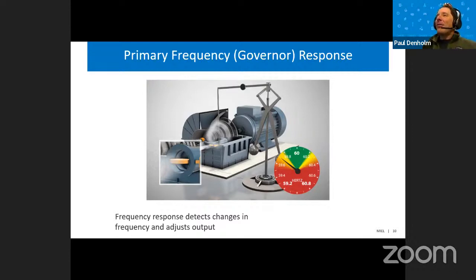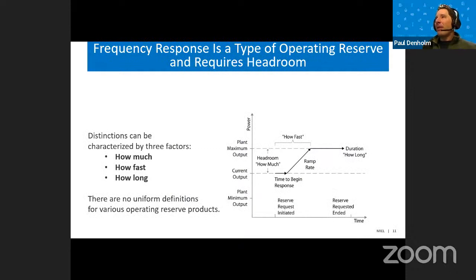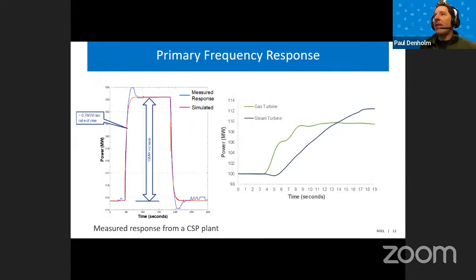So that changes the output of the power plant in response to changes in frequency, automatically increasing or decreasing its output. Now, like all other operating reserves except for inertial response, primary frequency response does require you having headroom in the system. So it means that you cannot be operating at full output, you operate at partial output, and then the governor or the controller allows you to increase or decrease output depending on the changes in frequency. Now, one of the important things, of course, is to note that there is some time it takes for these things to respond.